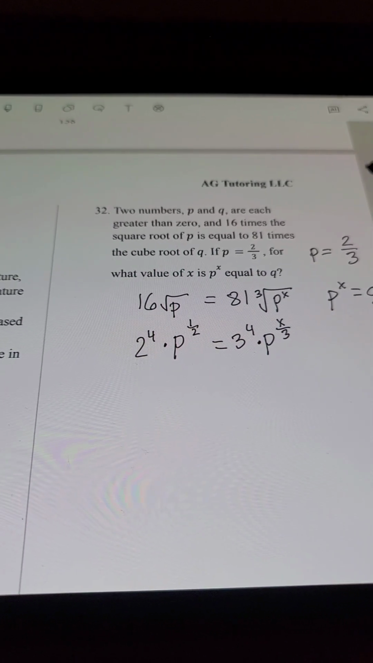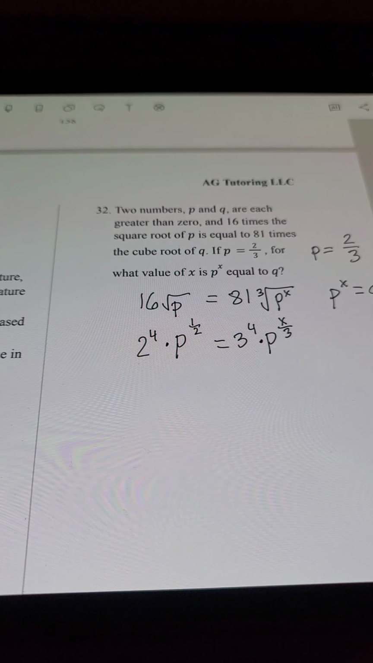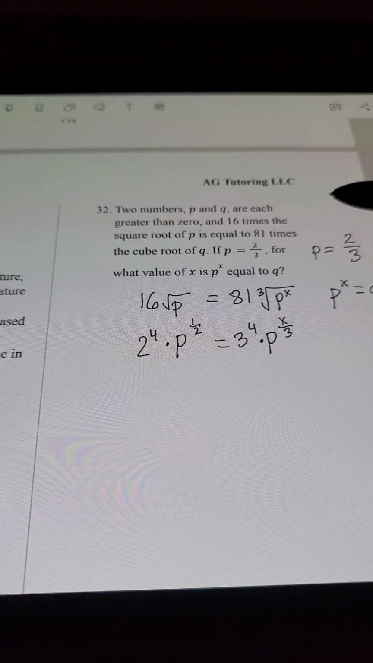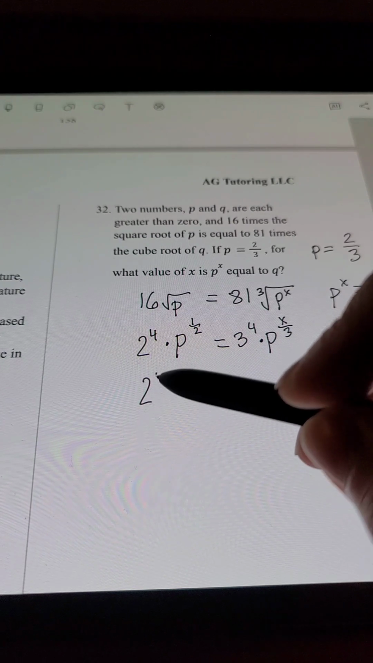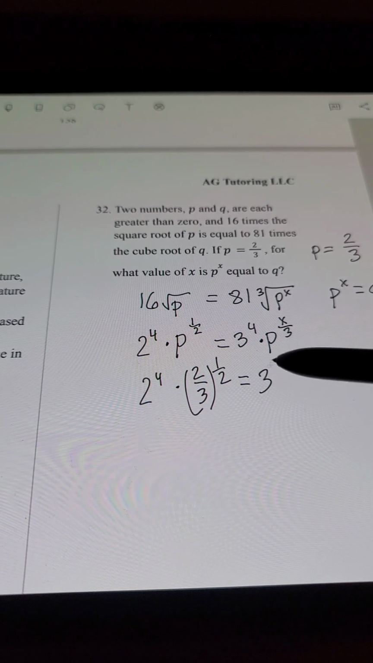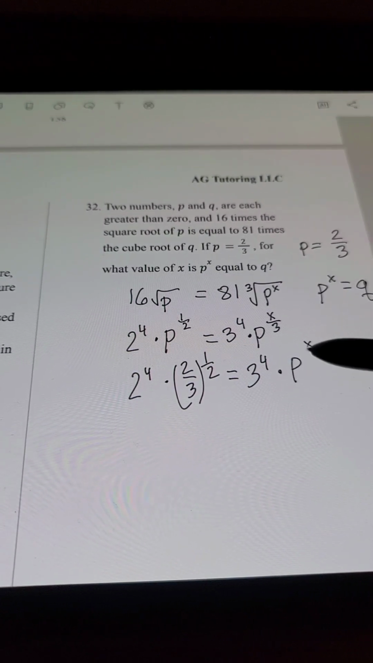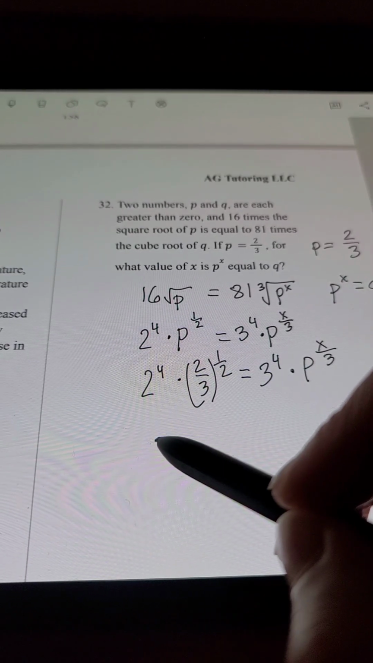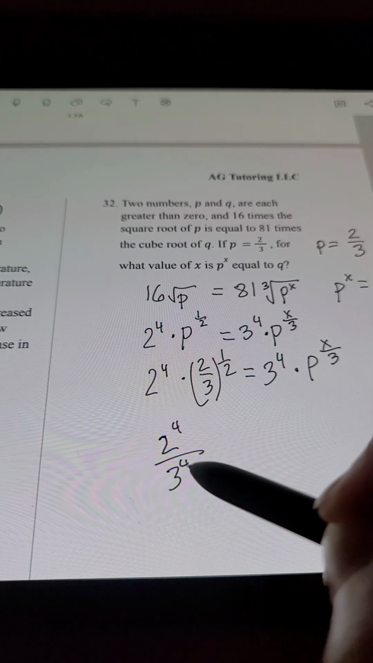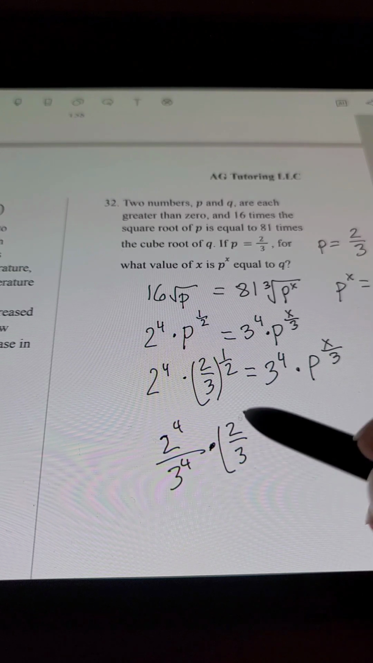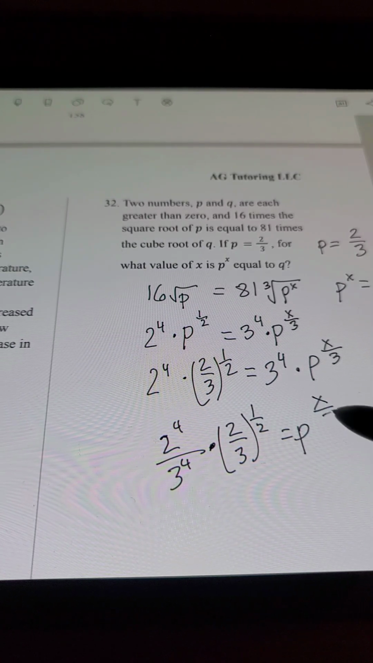Now I'm going to see, okay, what can I do to make this work out where I could easily solve for what x is? So I know that p is the same thing as 2/3, so I could plug in 2/3 for p. Now I could have 2 to the 4th times 2/3 to the 1/2 is equal to 3 to the 4th times p to the x over 3. Now if I divide by 3 to the 4th on each side, I would get 2 to the 4th over 3 to the 4th times 2/3 to the 1/2 is equal to p to the x over 3.